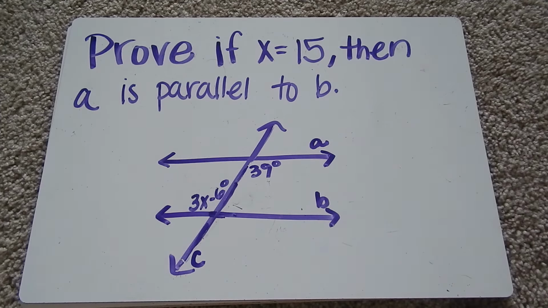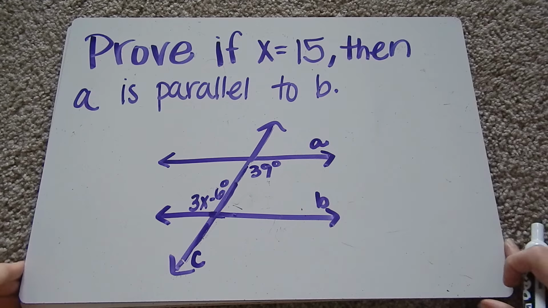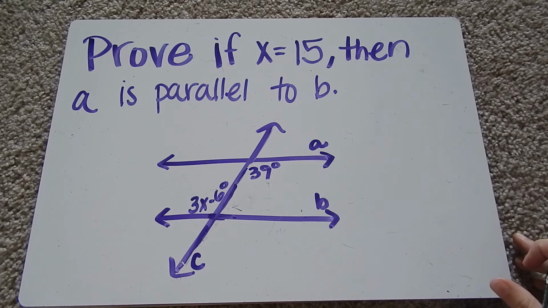Moving on to our next example. This example says, prove if x equals 15, then A is parallel to B. Well, we know A is parallel to B if one of those theorems is true. We have same side interior angles are supplementary, alternate interior angles are congruent, corresponding angles are congruent, alternate exterior angles are congruent, same side exterior angles are supplementary.